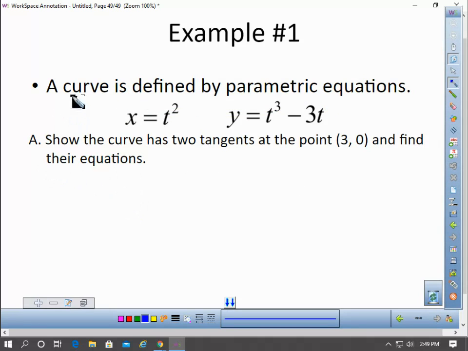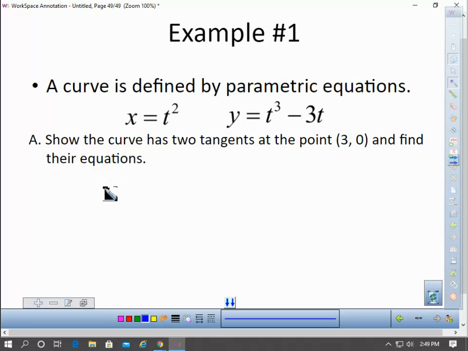So question A is, okay, I've got a curve and here's my two parametric equations. A says show the curve has two tangents at the point (3, 0) and find their equations. So I need to have two tangents at the point (3, 0) and find their equations. How can we figure out their equations, and why are there two?